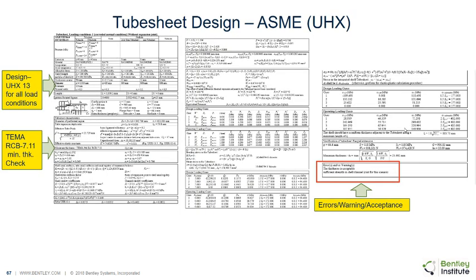A typical sample of the ASME UHX tube sheet calculations is shown in the above 3 screenshots of the calculations report. The design load conditions are specified at the beginning, followed by TEMA RCB 7.11 minimum thickness check, and then the detailed tube sheet design and stress verifications for the total 8 cases, 4 design and 4 operating. The final result of acceptance is clearly stated at the end. Each and every equation is clearly illustrated for easy reference.